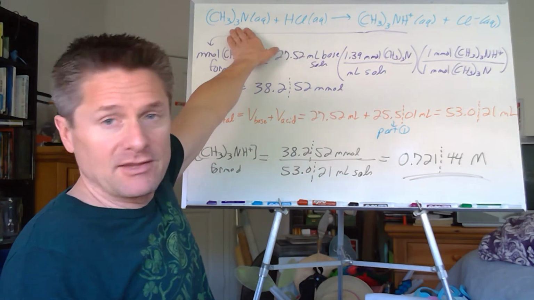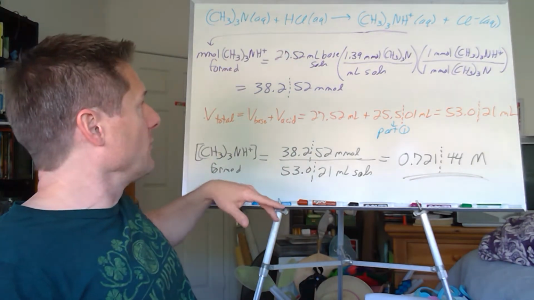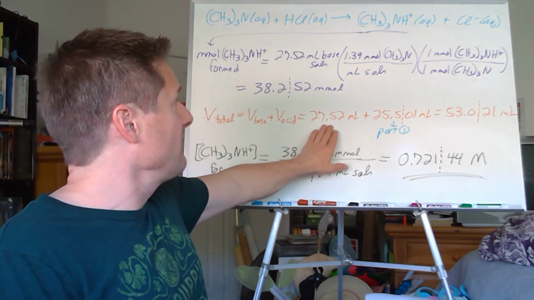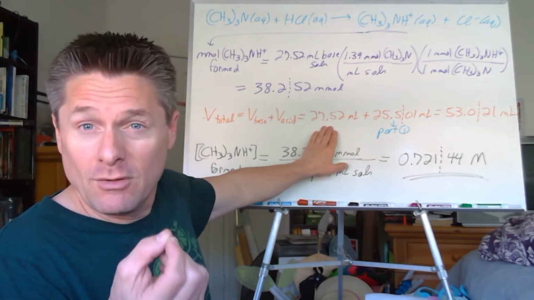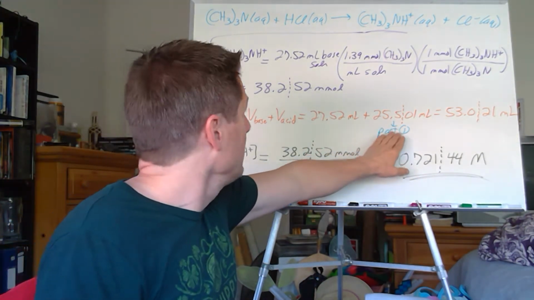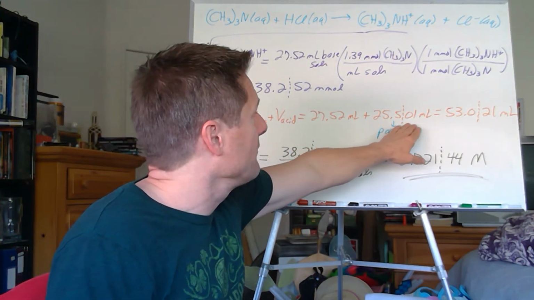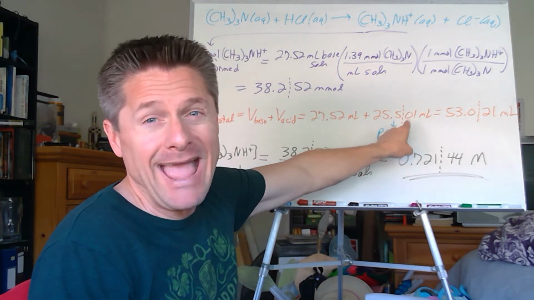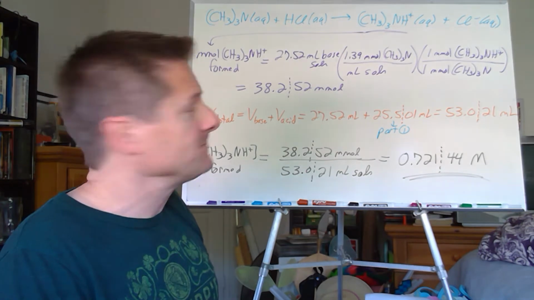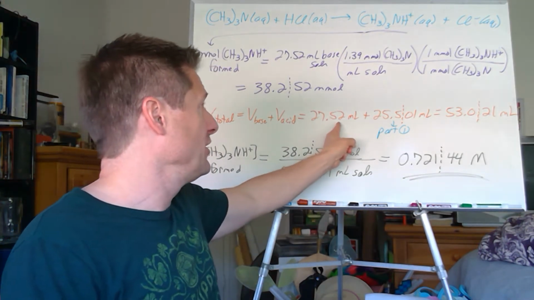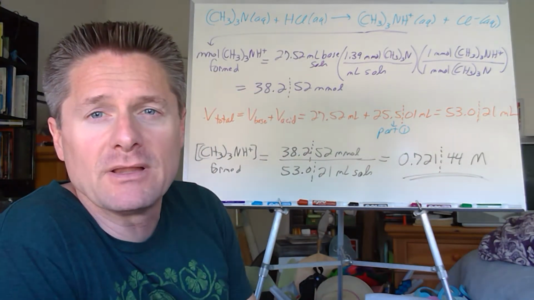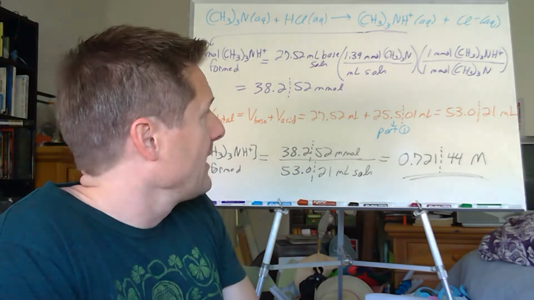So technically, these are both limiting reactants. You could use either one. The total volume at the equivalence point will be the 27.52 milliliters of the original base solution, given to you in the original problem, plus the 25.501 milliliters. That was calculated in step 1. That was the volume at the equivalence point. Okay? Add those together. That's good to 2 decimal places. That's good to 1. So we get 53.021 milliliters, good to 1 decimal place.